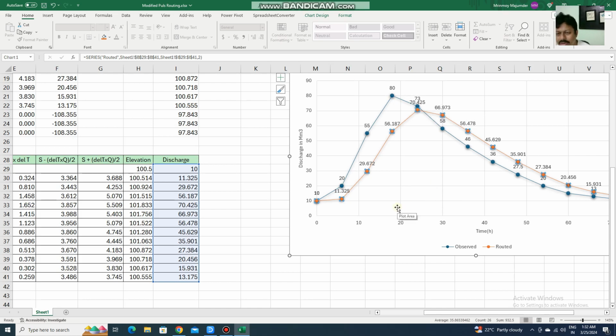So 6 hour will be the lag and peak difference is 10. So attenuation is 10 and this translation is 6 hours. So this one is the first one.